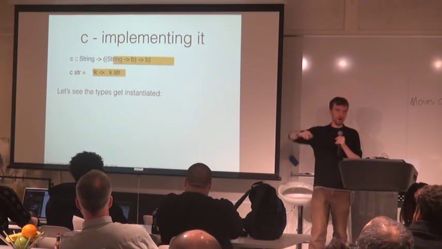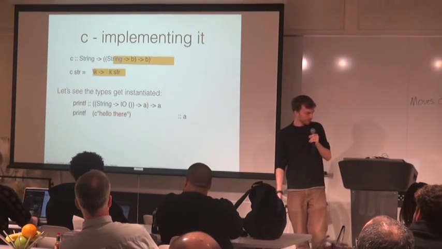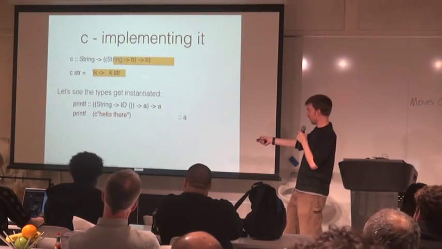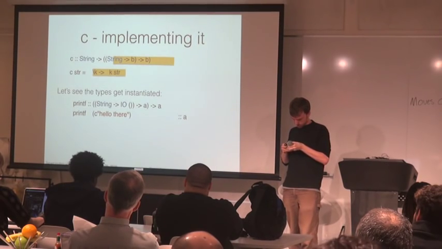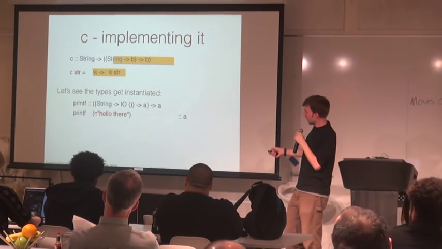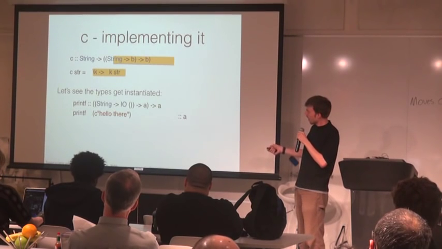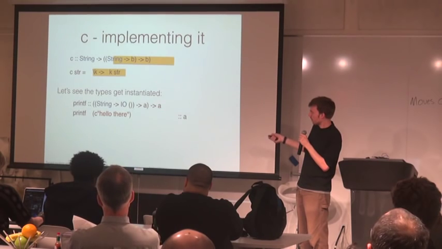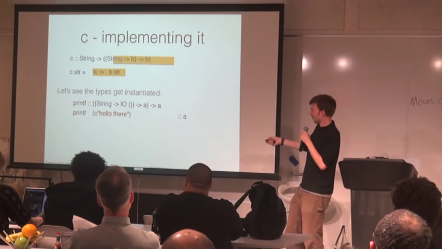And so we can sort of walk through the types and see how this makes sense in a concrete example. And so we know that printf had this type. And we're going to pass it just this constant hello there string. And we know this is the pattern. That's the first argument. So whatever it's going to return back is some A. So we know this whole thing sort of has this type A.